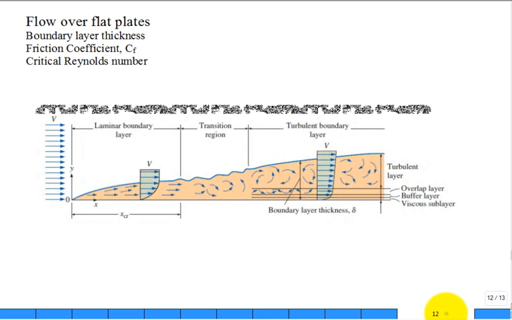Now, we're going to talk about external flow for the next 50 minutes or so. And external flow can be studied by first looking at flow over a flat plate. So we're going to talk about flow over a flat plate and external flow for a while. Let me jump to another set of slides.